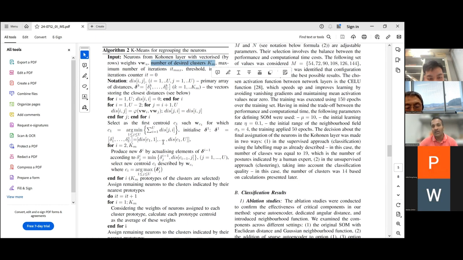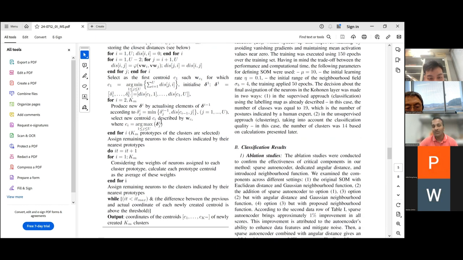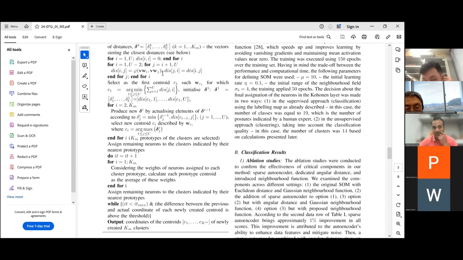Here, of course, we have calculated the center distance and all these things. This part is a little bit more complex compared to the labeling map, because here we are doing it in a totally unsupervised way. So we use a different approach. Of course, we use centroids and all this because this is part of the k-means algorithm. But this k-means algorithm is a little bit different.